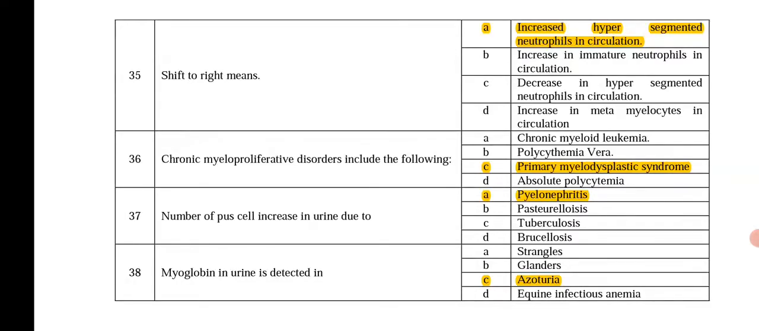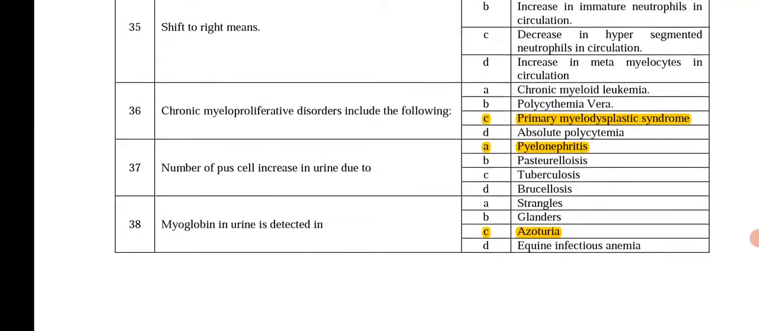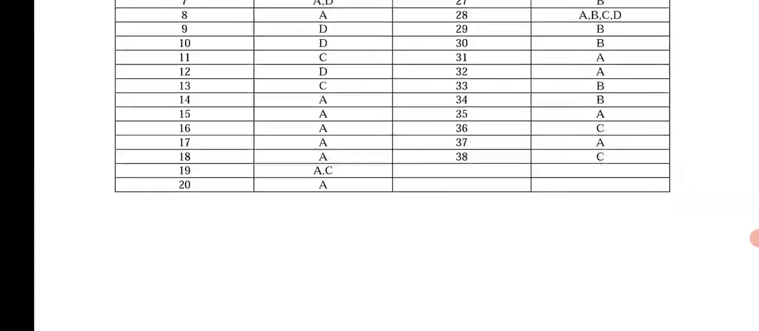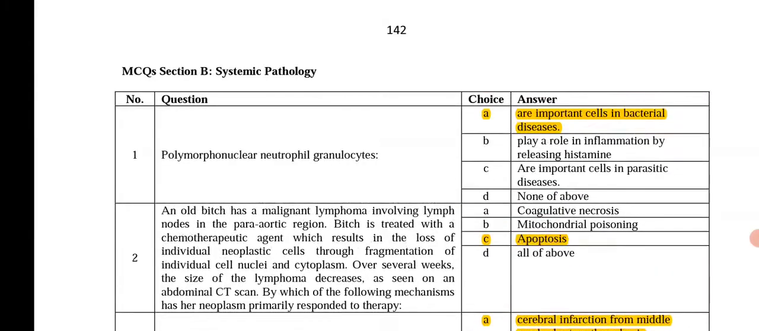Myelodysplastic syndrome. Number of pus cells increased in urine due to pyelonephritis. Myoglobin in urine is detected in azoturia. Systemic pathology. Polymorphonuclear neutrophils, granulocytes are important cells in bacterial diseases.